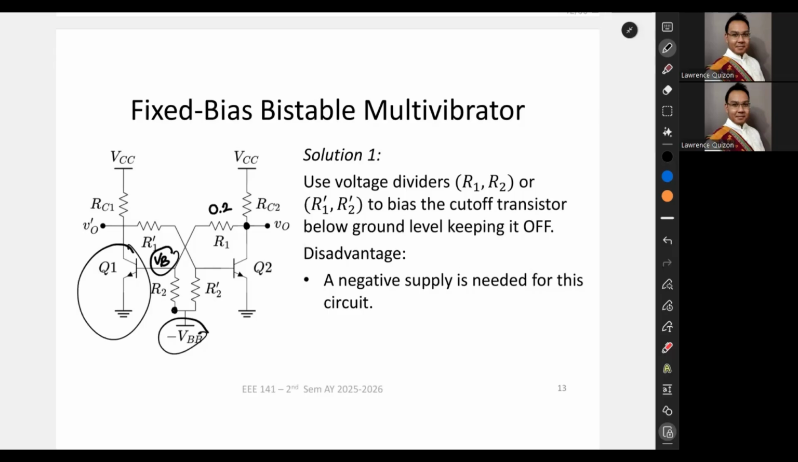So this circuit is guaranteed to have one transistor off. If one transistor is off, this is always guaranteed to be VCC, which makes sure this one is on. So this solves the monostable problem, but it requires a negative supply. Okay.